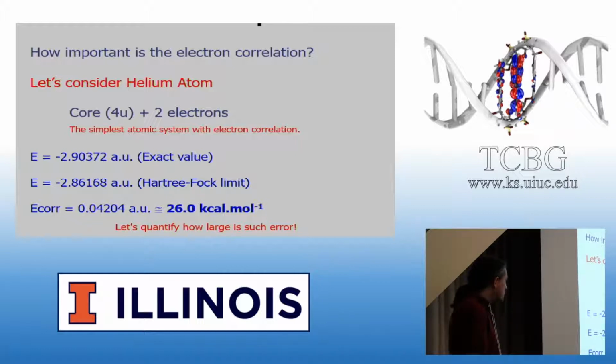When you convert to 1 mole, 1 mole of helium atoms gives this total energy here. And let's quantify how large is such type of value. 26 kilocalories per mole.